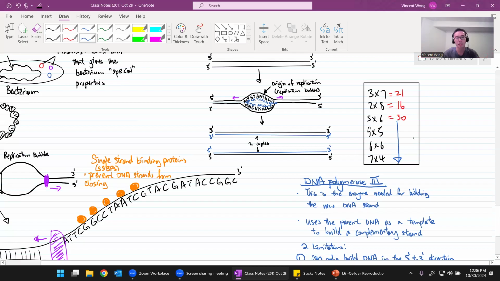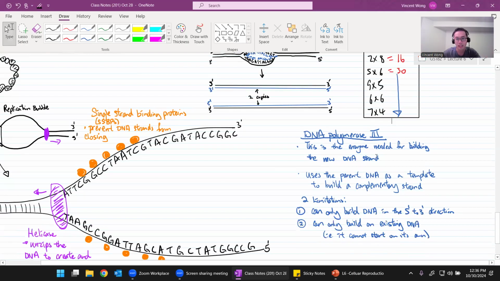That's basically what DNA polymerase 3 is like. It's not going to be able to build on its own. It's not going to start on its own. It needs something to do a few nucleotides for it first, just like I do a few questions for my daughter before she can take over. Does that make sense? Okay, so that's the limitation, right?